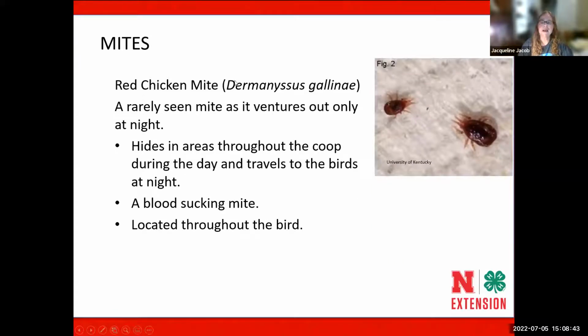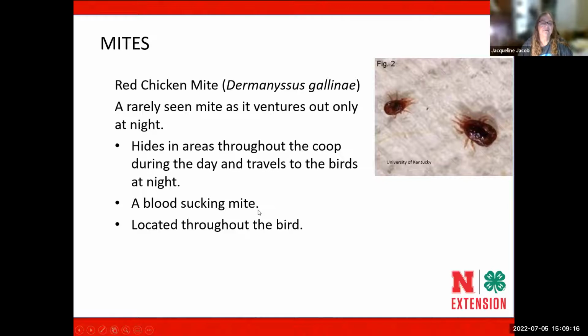The red chicken mite, as I said, is rarely seen on the bird. It's usually found in the poultry house. It hides in the crevices, in the nest boxes, on the roosts, any little area. It likes to sit there and comes out at night to feed. So if you want to know if you have it, you basically have to go and examine your birds at night with a flashlight to try and see it.